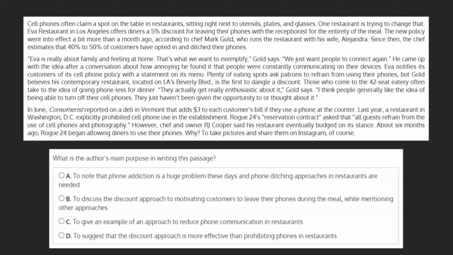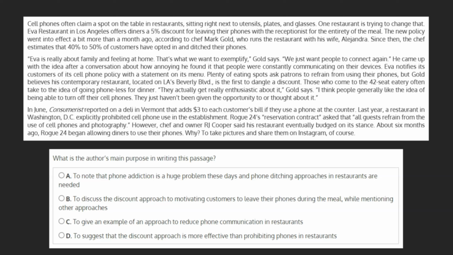What is the author's main purpose in writing this passage? A. To note that phone addiction is a huge problem these days and phone ditching approaches in restaurants are needed. B. To discuss the discount approach to motivating customers to leave their phones during the meal while mentioning other approaches.